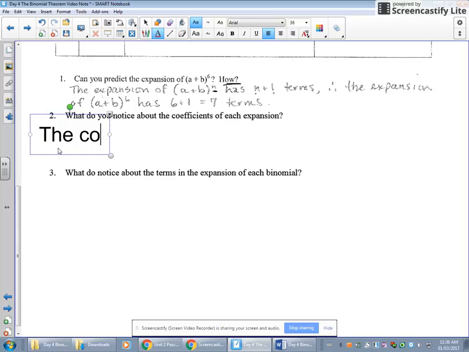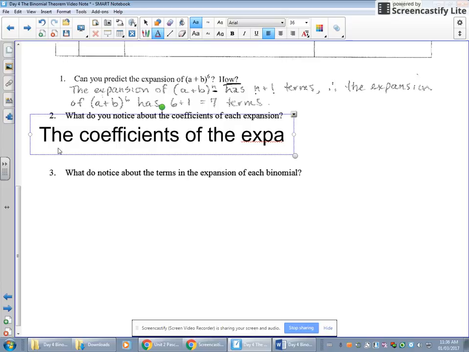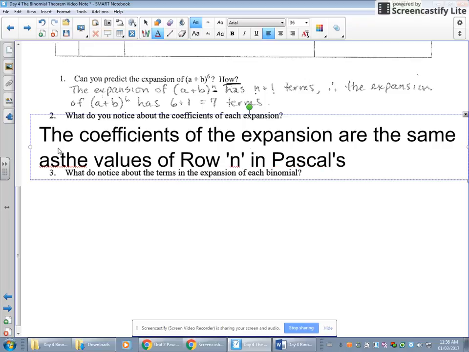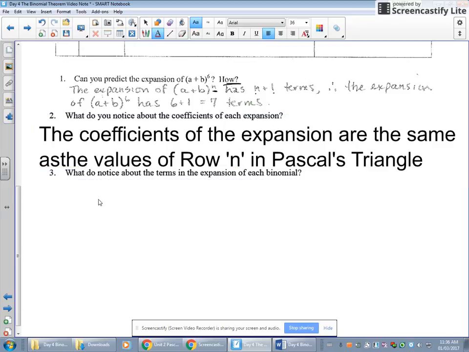So in this case, we know that the coefficients of the expansion are the same as the values of row n in Pascal's triangle. In this case, that would be row 6, because our power up here is (a + b) to the power of 6. What do you notice about the terms in the expansion of each binomial?